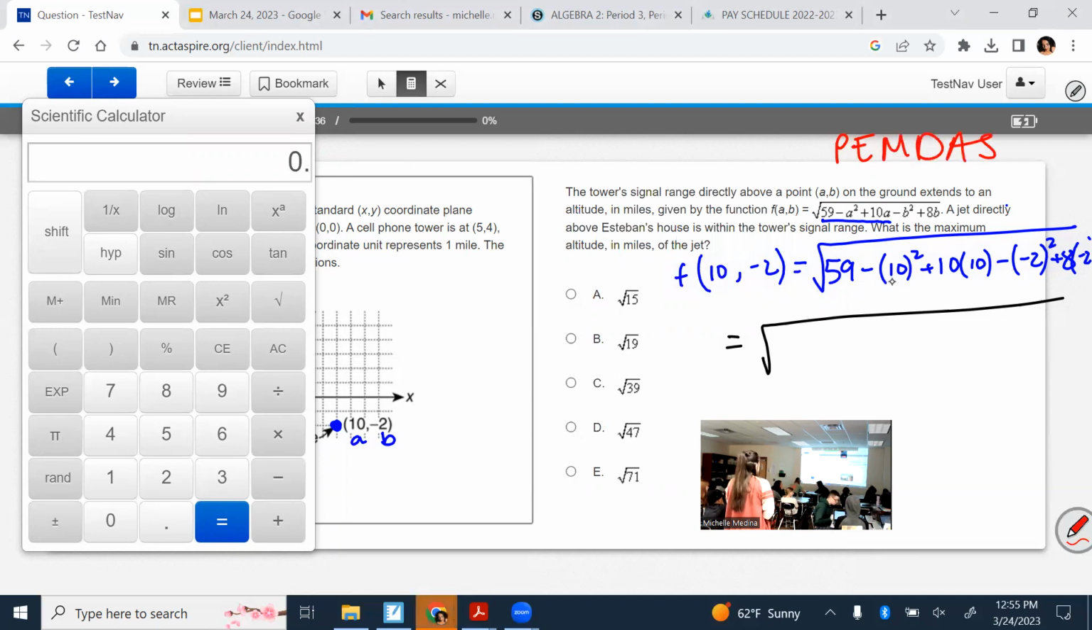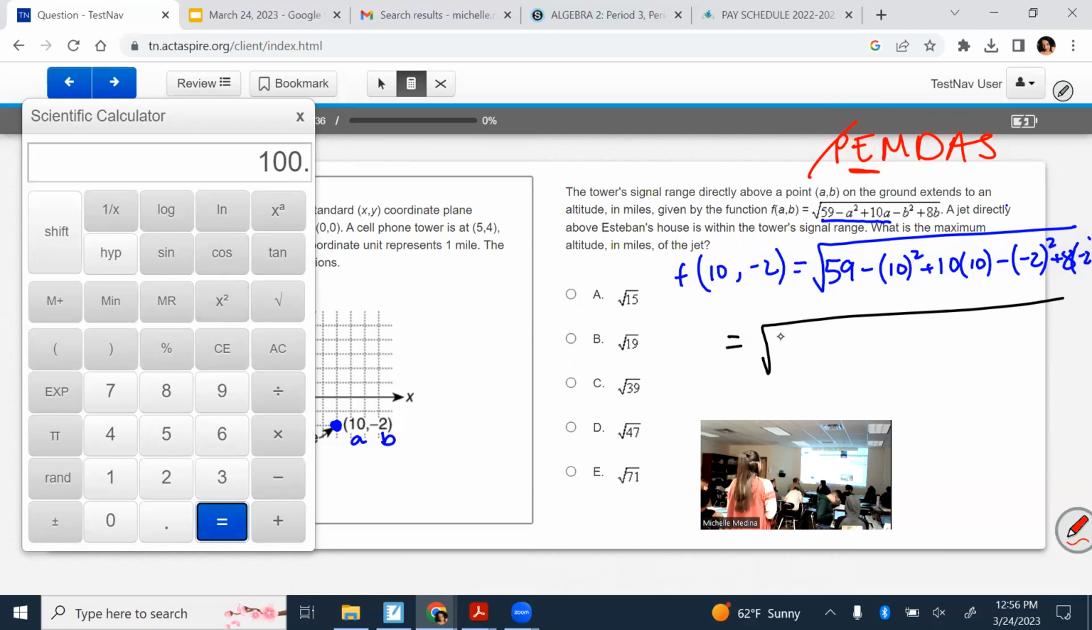So parentheses means just simplify what's inside. So I can't simplify inside parentheses anymore. So now we're on to exponents. That's what we do first. So like there's an exponent here. What's 10 squared? 10 squared. You can use your calculator for that. 100. 10 squared is 100.